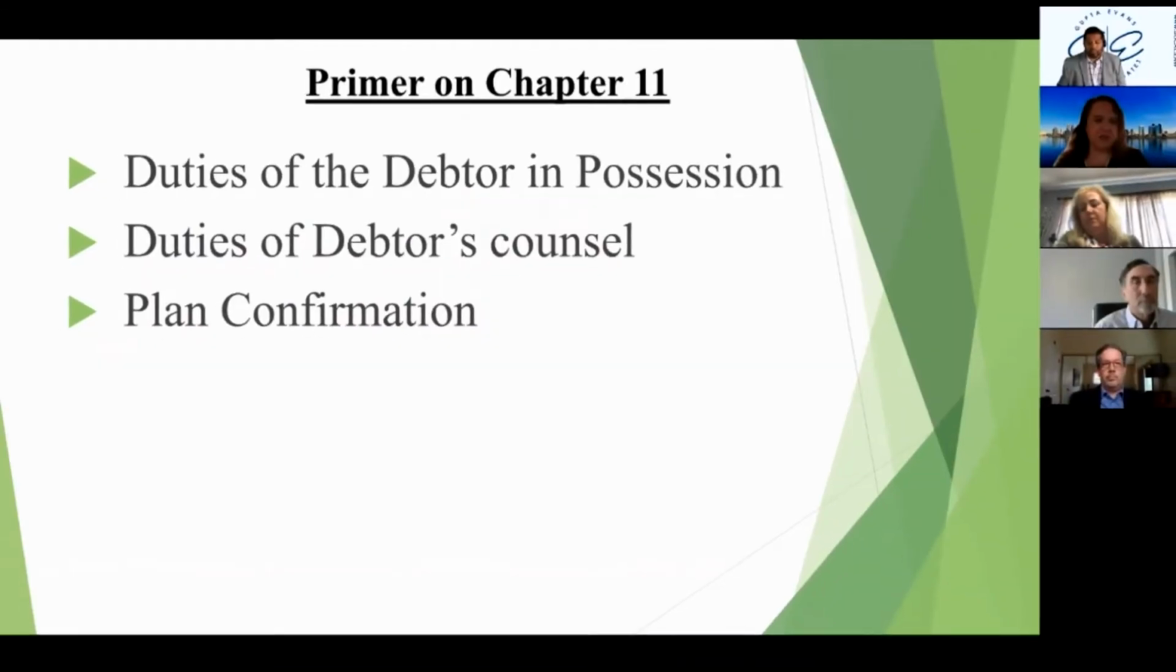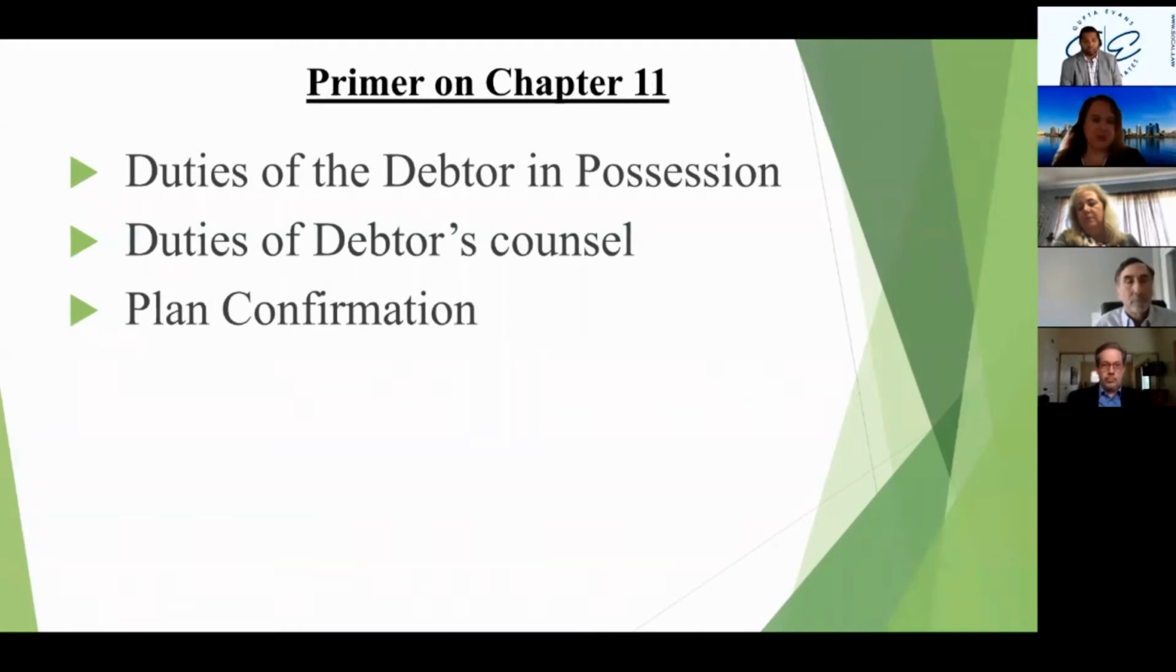Development and the confirmation process is well outside the scope of this discussion. So I'm going to point out a few principles to be aware of as part of this primer. One of the most important things in preparing for the plan solicitation and confirmation process is that the debtor must be fully transparent with the court and with its creditors concerning its history, business operations, financial history, and projections going forward. And in fact, a Chapter 11 debtor is required to file some form of a disclosure statement and a plan.